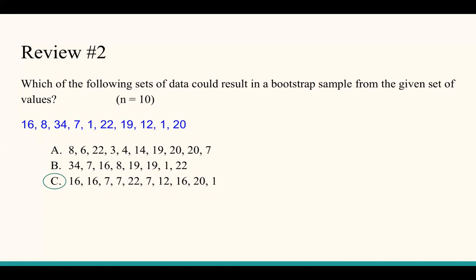So A and C would still be in, but in A, the second value there is 6, and I think there's a 3 in there too, and a 4. We don't have those values in the original sample, so there's no way we could get that in our bootstrap sample. That's one of the things about these bootstrapping questions: a lot of times the answers are obvious if you are looking for 2 main criteria, and if they don't pass them, they're wrong. So you guys did a great job with this one.